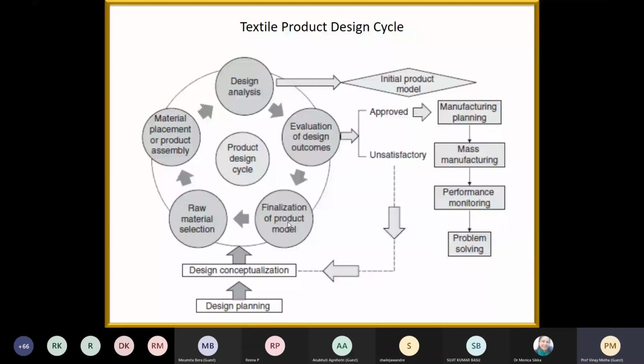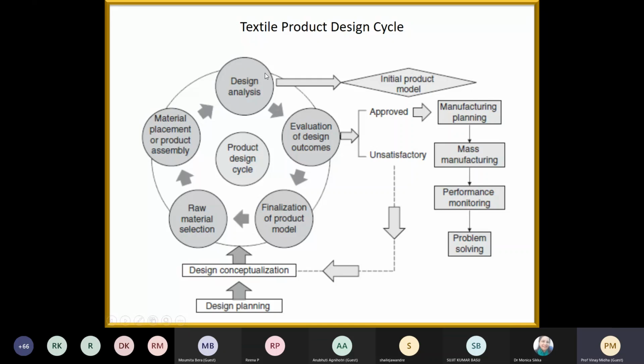And this is the product design cycle, where the design planning is to be carried out. First of all, design planning will include all those items which are required: the material requirements and the resources required in terms of design engineers or manufacturing people, hardware, and the various tools required for the analysis. All these are to be brought together. And then comes the conceptualization. Conceptualization will include the generation of ideas, understanding that concept and giving an idea for the solution of the problem. And the design cycle will now have all these things. You will select the raw material, material placement or the product assembly, then design analysis will be carried out, evaluation of these design outcomes, and finalization of the final product model. This is what the product design cycle actually will be.